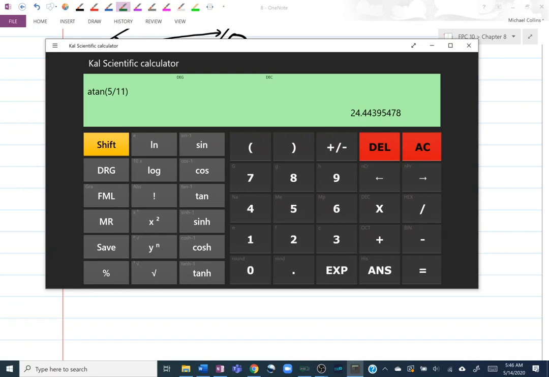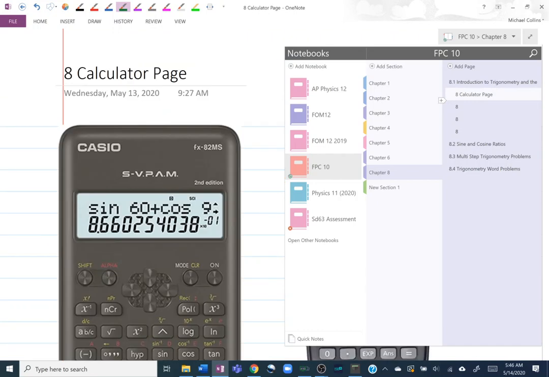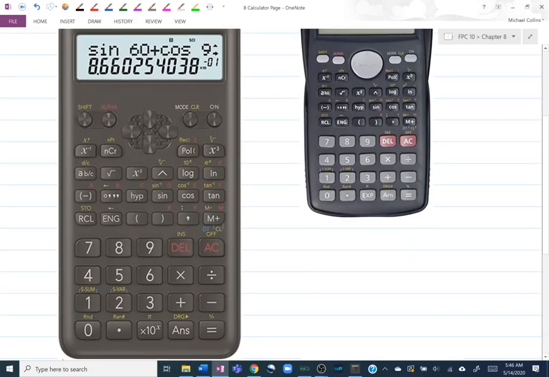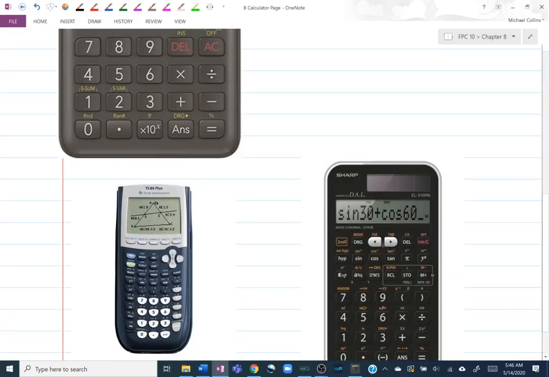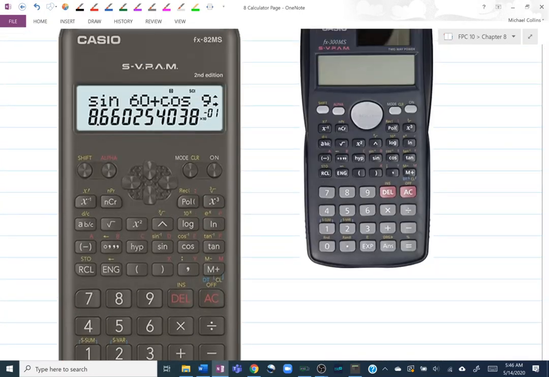So I got some diagrams of a couple of common calculators, and I want to show you guys how to find it on your own calculators. If you can't find it on your own calculators, let me know. All I have here is a couple of common ones. So you just send me a picture of your calculator, and I can tell you how to find the inverse tan.